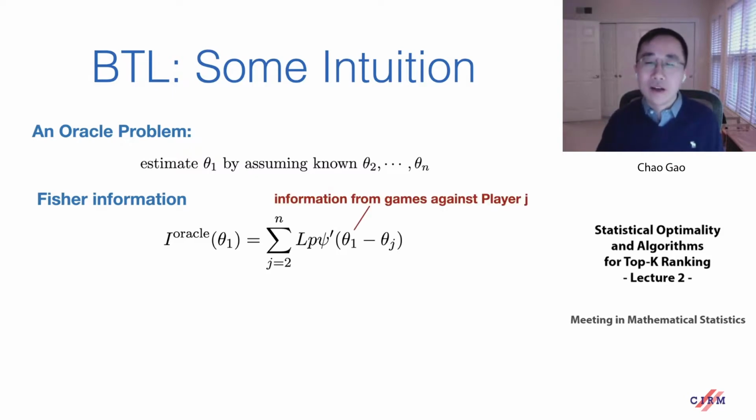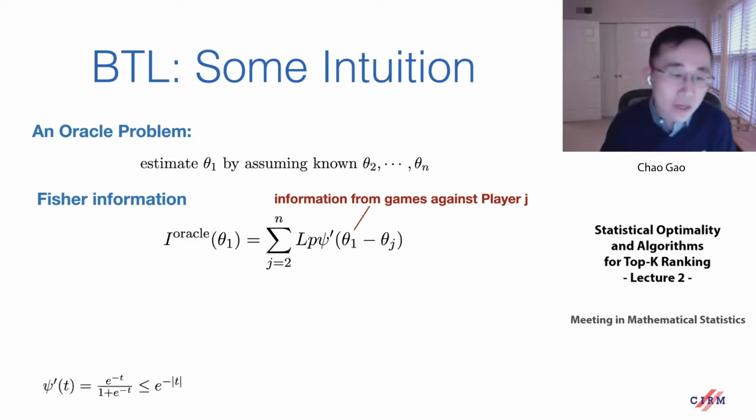And in fact, each term in the sum can be understood as the information from games against player j, right? So in this way, you can exactly quantify the contribution of games played against each player, right? What you want to estimate is theta one, the opponents are theta two to theta n. This is exactly how much information you get from games played against each player, right?